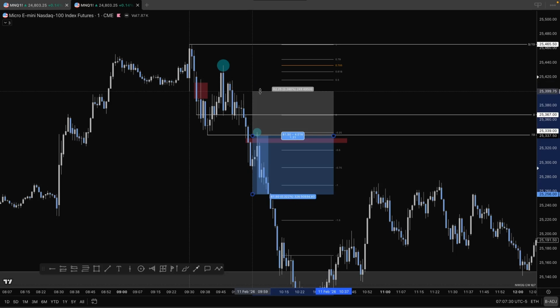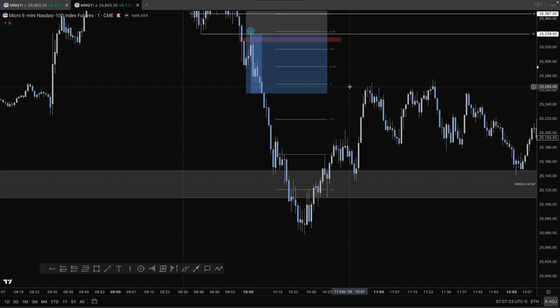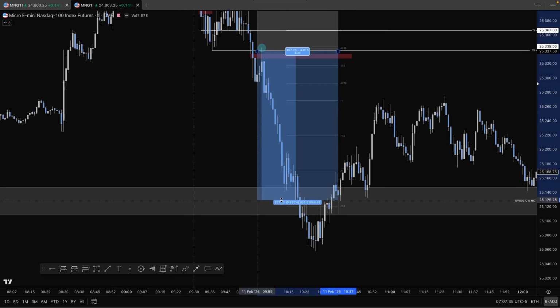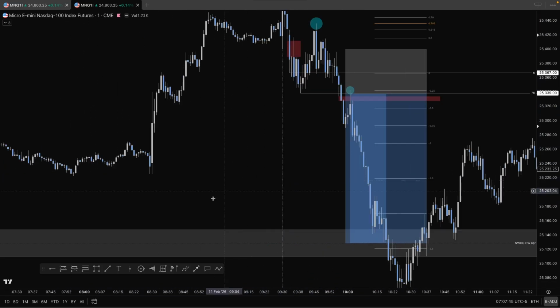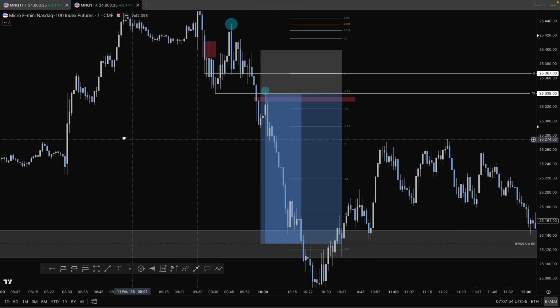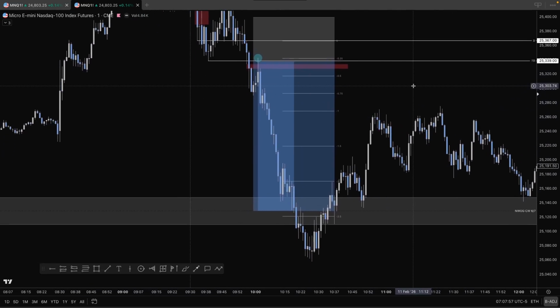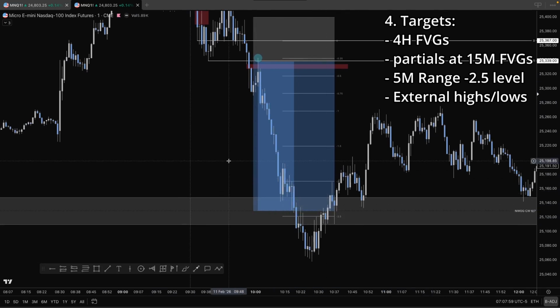Something like this. I think I have my stop right here. And my target was the CE of the new week opening gap. I think I closed it right here at this low, but yeah, you could take partials right here, maybe even here. I usually target 4-hour gaps and take partials at 15-minute gaps, unfilled of course.